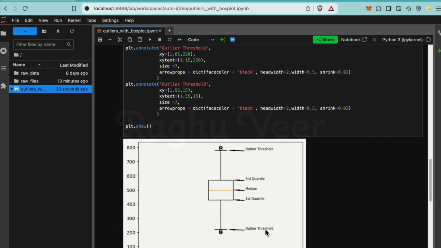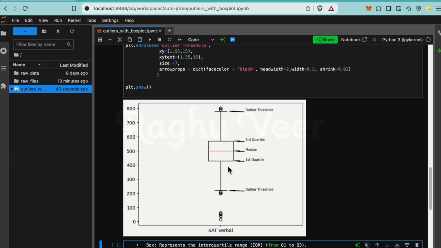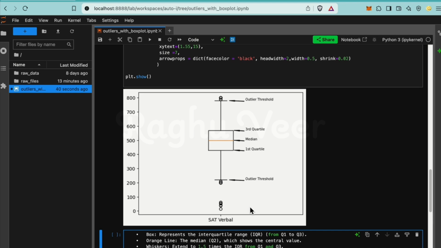So the outlier threshold is based on the rule of thumb we have given, which is 1.5 times below the first quartile and 1.5 times above the third quartile. These are the minimum and maximum thresholds I've kept to identify the outlier data. Any data beyond the whiskers are called outliers for my data. So we could see these round circles which are above and below this outer threshold. These are the outliers in the data.